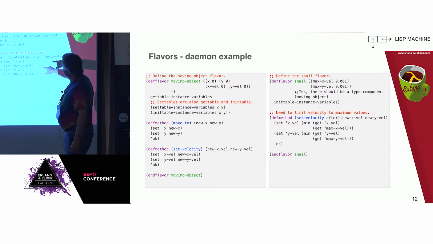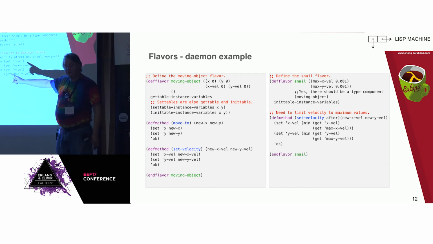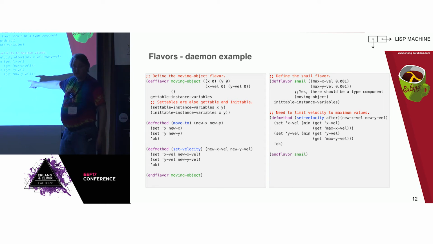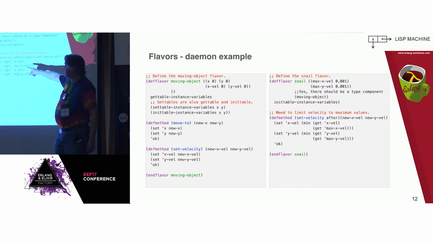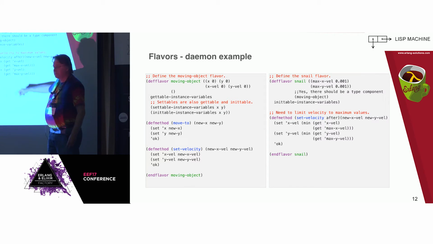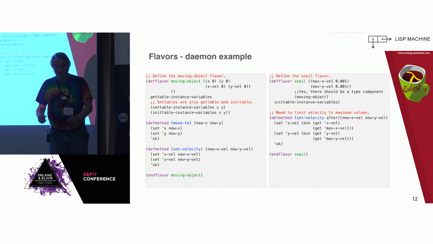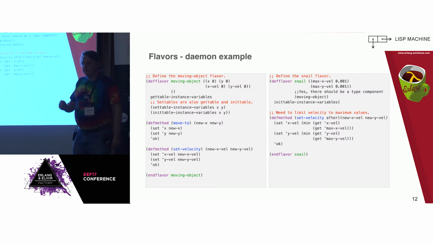So now I can say, well, I've got the new x velocity and new y velocity. I'll just ignore those for the time being. I don't need those. But I know that somewhere there is a set velocity method which should set the x velocity and the y velocity instance variables. So now I just check. I just make sure they're not too big. So if the x velocity is bigger than max x, well, I'll just set it to that. I'll just set the minimum of them. So now this after daemon, this will always be called.